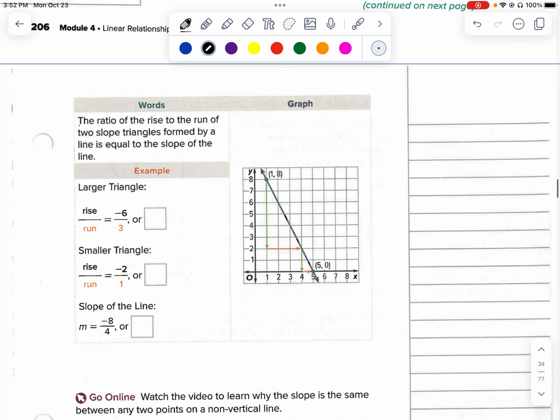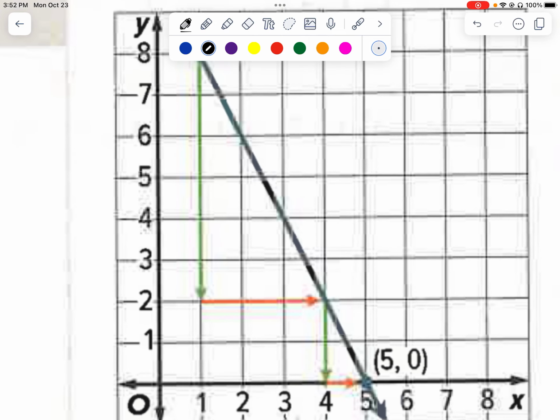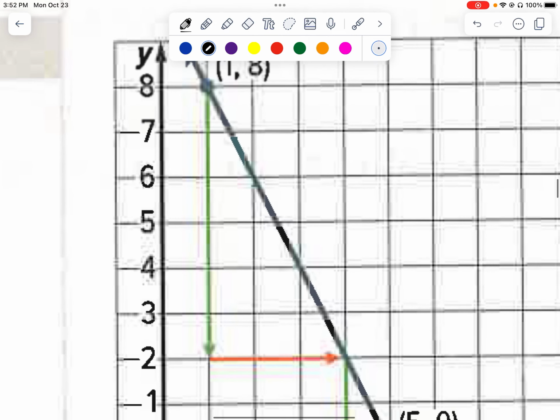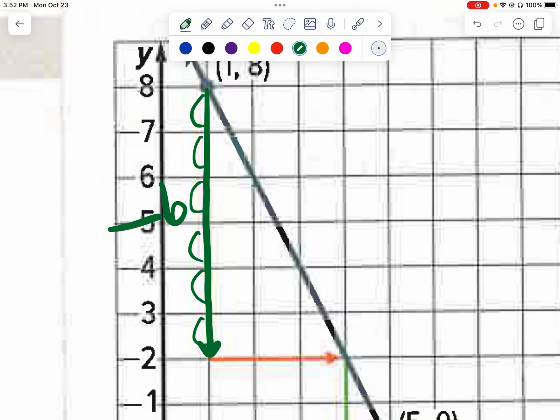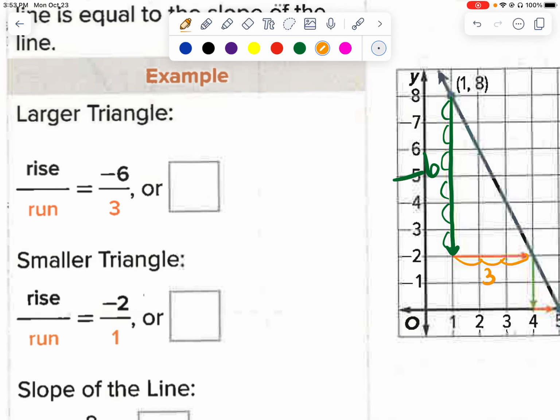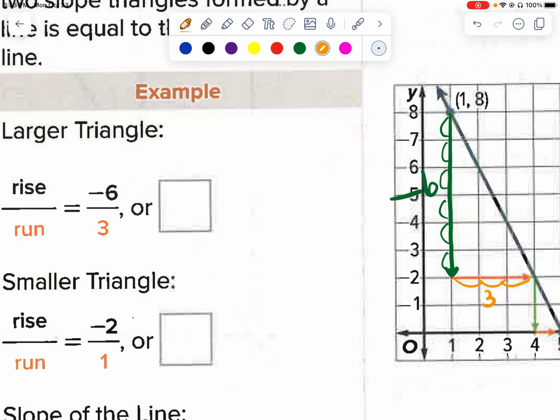Okay. So if I look at this, it wants the rise and the run of the larger triangle. So if I look at the larger triangle here, I'm going down. I went down 1, 2, 3, 4, 5, 6. So minus 6. I went to the right 1, 2, 3. So I have negative 6 over 3, which gets me negative 2.